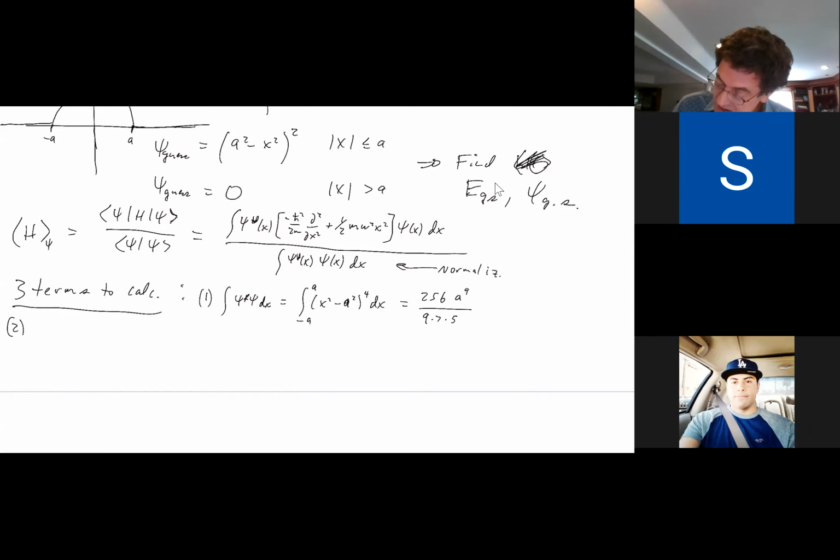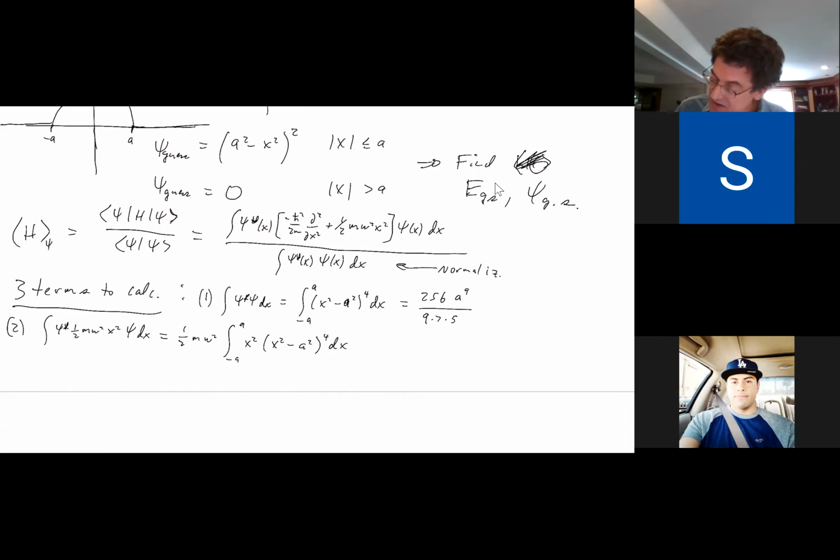Okay, then let's do the second integral, which is going to be the second easiest one, the potential energy term, which will be the integral of psi star times 1/2 m omega squared x squared times psi dx. So I've got to calculate that. It's 1/2 m omega squared times the integral from negative a to a. Then I have my potential energy term, x squared, and my wave function term, x squared minus a squared to the fourth power, dx.